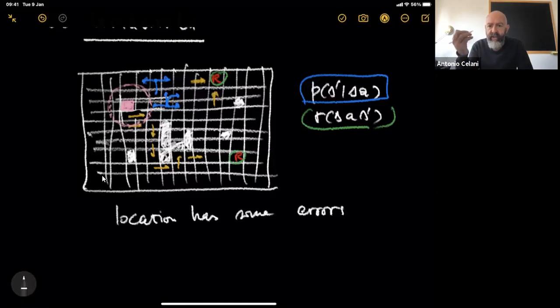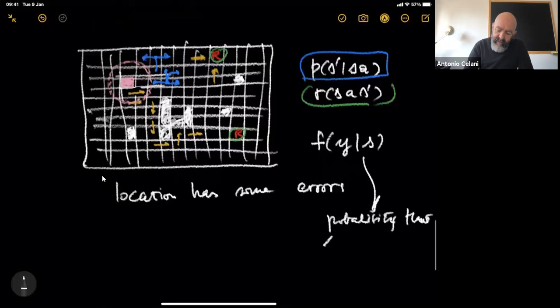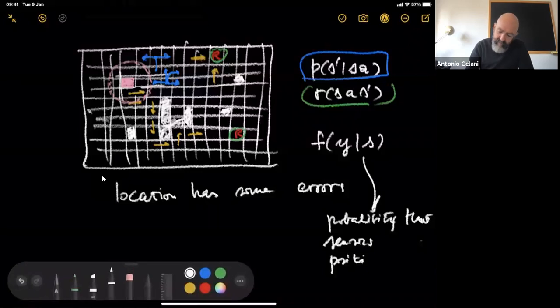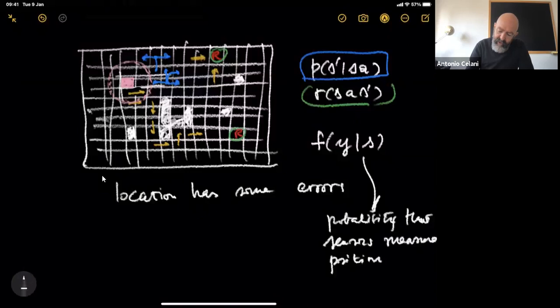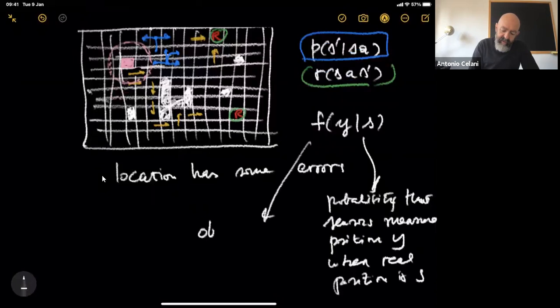So again, the knowledge of the model means that you know, for instance, if you are in a certain state S, what is the probability of making an observation Y? Okay, so this would be, for instance, the probability that the sensors give position, so let's say measure, position Y when the real position is S, okay? So this is what is known as an observation model.